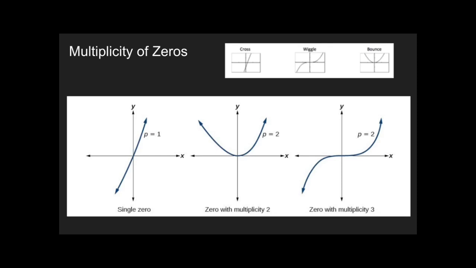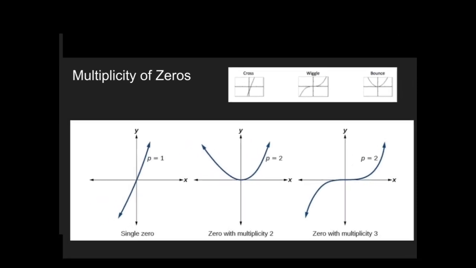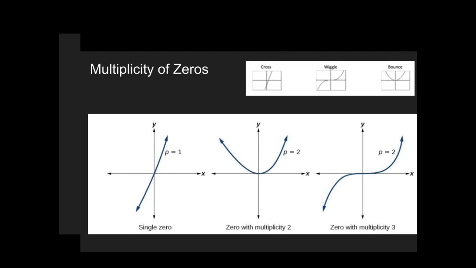Depending on how the graph behaves at the x-intercepts, we have a cross, a wiggle, or a bounce. A cross means there is a single zero at that x-intercept. The graph touches the x-axis and passes through it at one point, and in this case, we have a single zero.